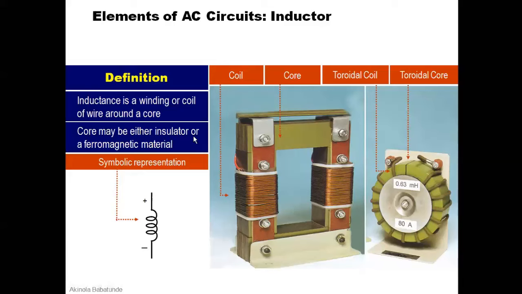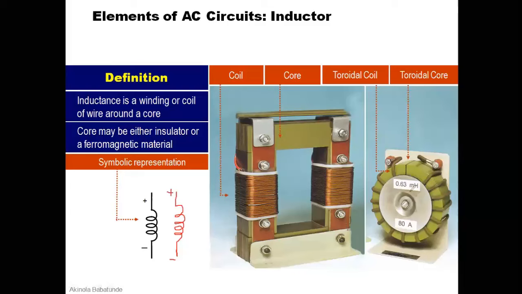The core may be either an insulator or a ferromagnetic material. The symbol for an inductor is usually given as a winding like this. You can see this is a winding, and it has two terminals, so it's a two-terminal element. Then we have another type of core here. This is the simple basic kind of core that we know, and you can see the coil around it.